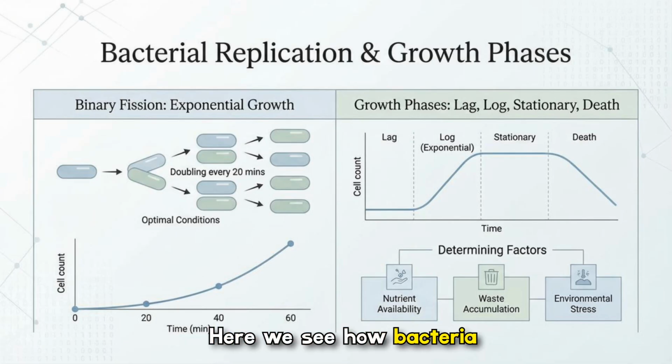Here we see how bacteria replicate by binary fission and how growth proceeds through lag, log, stationary, and death phases. The charts illustrate exponential doubling under optimal conditions and show that nutrient availability, waste accumulation, and environmental stress determine population dynamics and practical outcomes for culturing or infection control.